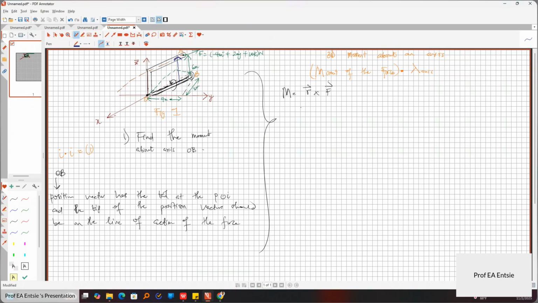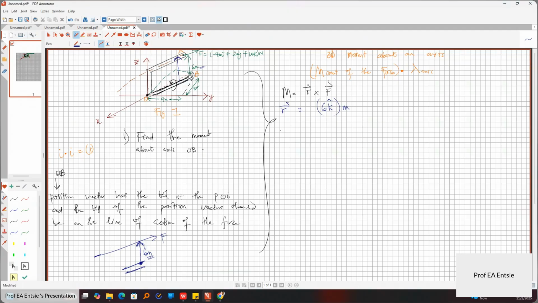How did I move? I moved only 6 in the z direction. So that is 6k meters. So that will be my position vector. Because this is the axis and the force is here. This is the force and this is the axis. So for the position vector, the tail should be on the axis, the point of interest, then move to the line of action of the force. And that's 6 meters, and it's k because it is in the z direction.